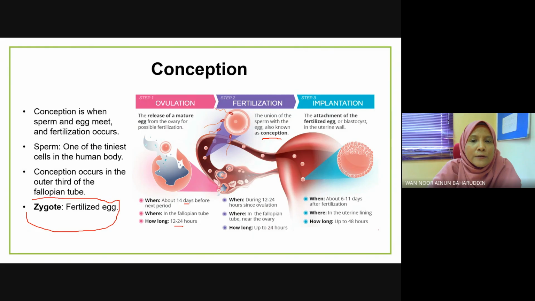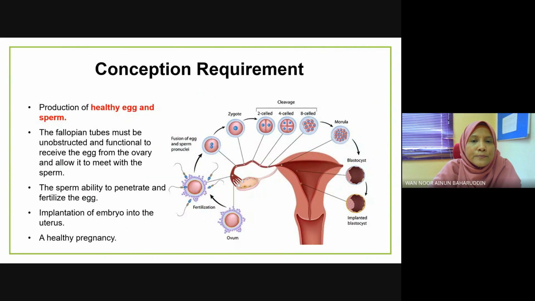Implantation is the attachment of the fertilized egg, or what we call the blastocyst, to the uterine wall. This takes about 6 to 11 days after fertilization, and it occurs at the uterus lining, taking up to 2 days or 48 hours.